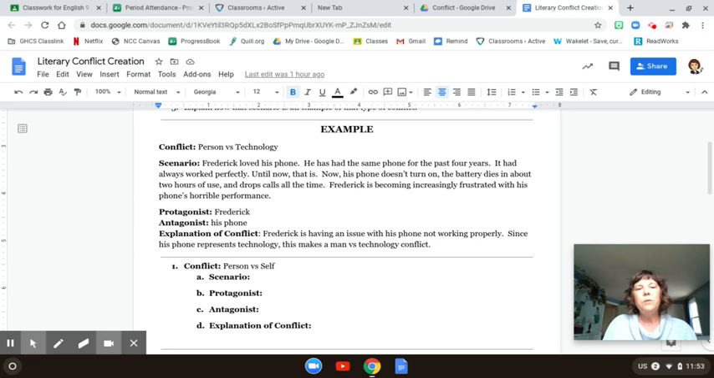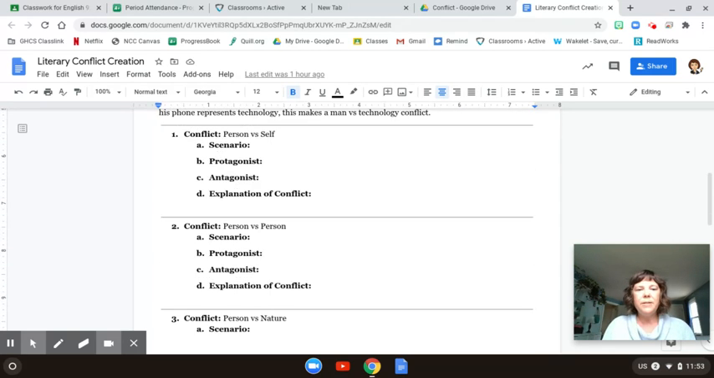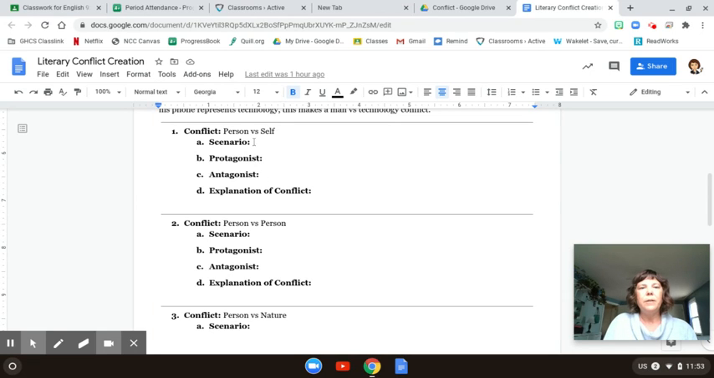I want you to write 4 different scenarios. I have assigned you the type of conflict. So the first one, I want you to write a scenario about a person struggling against themselves. You'll type the scenario here. That's where you tell a little story. It can just be a couple sentences. The protagonist, that's the name of your main person. Antagonist, well, this one I've already told you who the antagonist is. It's the same as the protagonist. And then explain how this is showing them struggling against themselves.